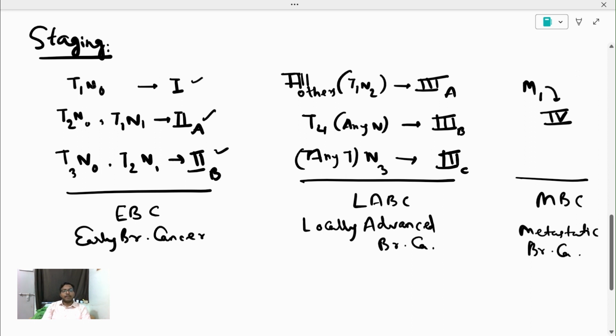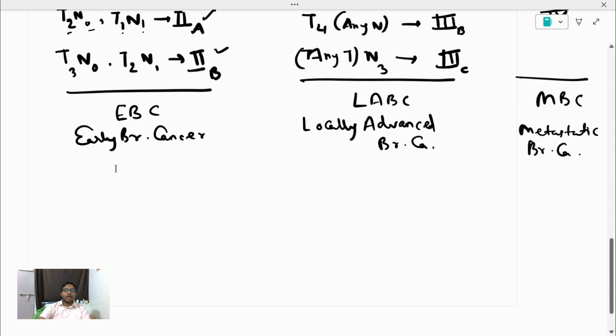Now, how can you remember this easily? Let's say, for example, if you sum 1 plus 0, it is 1. That will constitute your stage 1. So 2 plus 0 is equal to 2, and also 1 plus 1 is equal to 2. So if the sum comes as 2, it is your stage 2A. 3 plus 0 is equal to 3. 2 plus 1 is equal to 3. Again, if the sum comes as 3, it is 2B. The exception is only T1 and N2. Even though the sum is 3, it comes under stage 3A. If you see T4 in your T grading, it will constitute your 3B. Whatever may be the T, if it is N3 grade, it is your stage 3C.